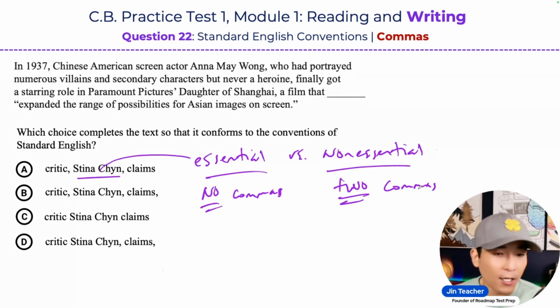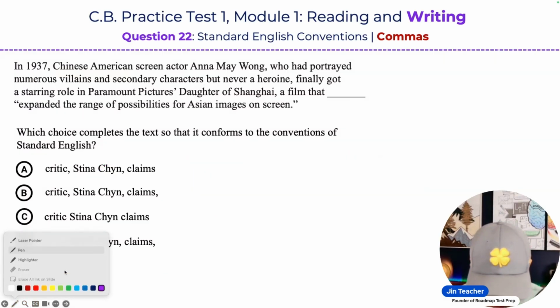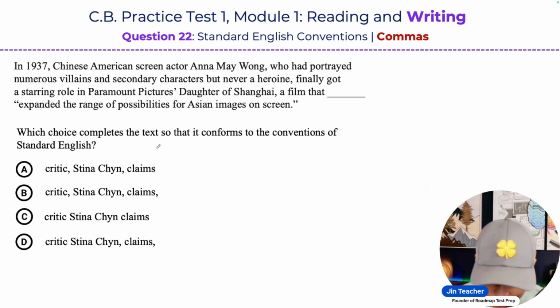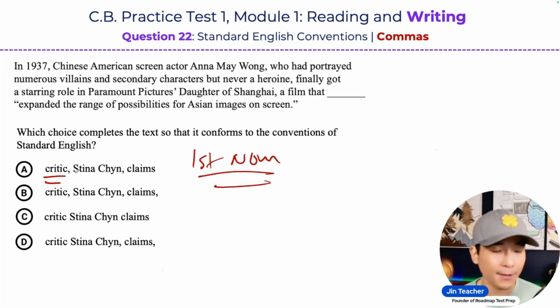So now the next logical question you might ask is, well, Jin teacher, how do you know whether the appositive is essential or non-essential? I would say to you, that's a wonderful question, student. How you figure it out is you have to take a look at the first noun. The first noun here is critic.